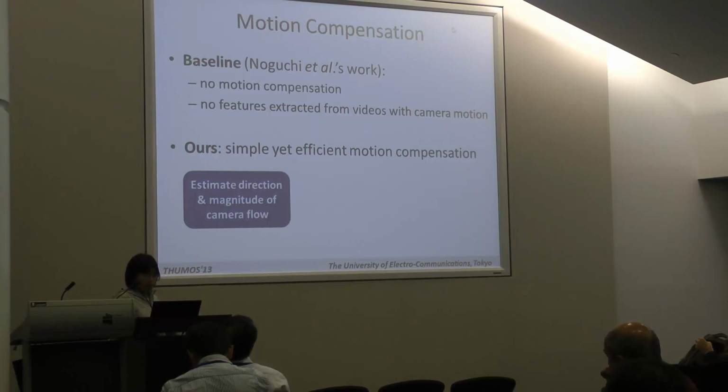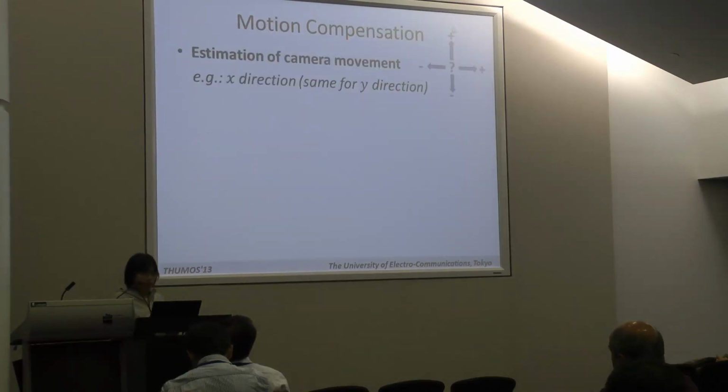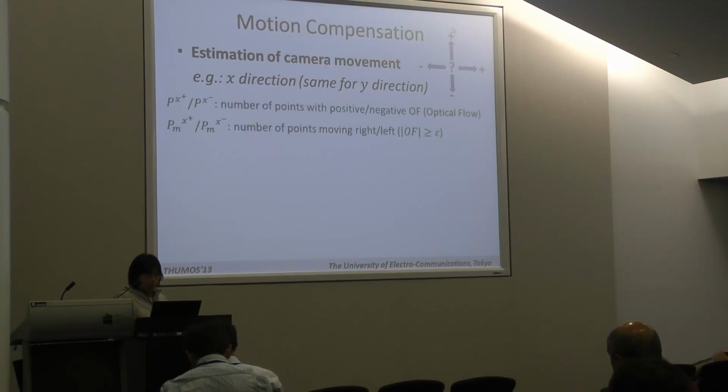We first estimate the direction and the magnitude of the camera flow, and then if we determine that the camera is moving, we cancel the camera motion from the key points. Here's how we estimate the camera movement. We consider four directions: right, left, up, and down. Here's an example for the horizontal direction.